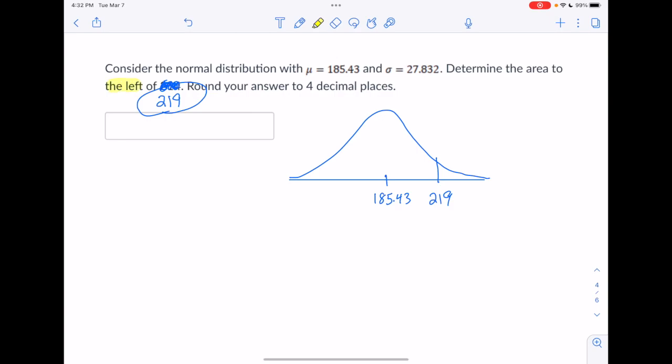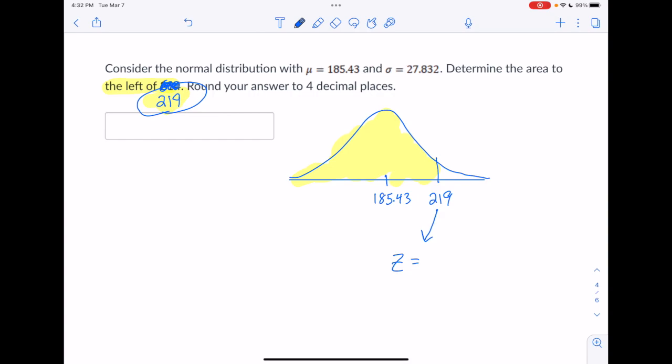So let's see. They want the area to the left of 219. So if we shade that in, that's this area right here. So the first thing visually is that's a lot of area, right? It's certainly more than half, maybe like 90% or something in that neighborhood. Good to have an estimate in case we do a calculator error. It gives us a better chance of detecting it.